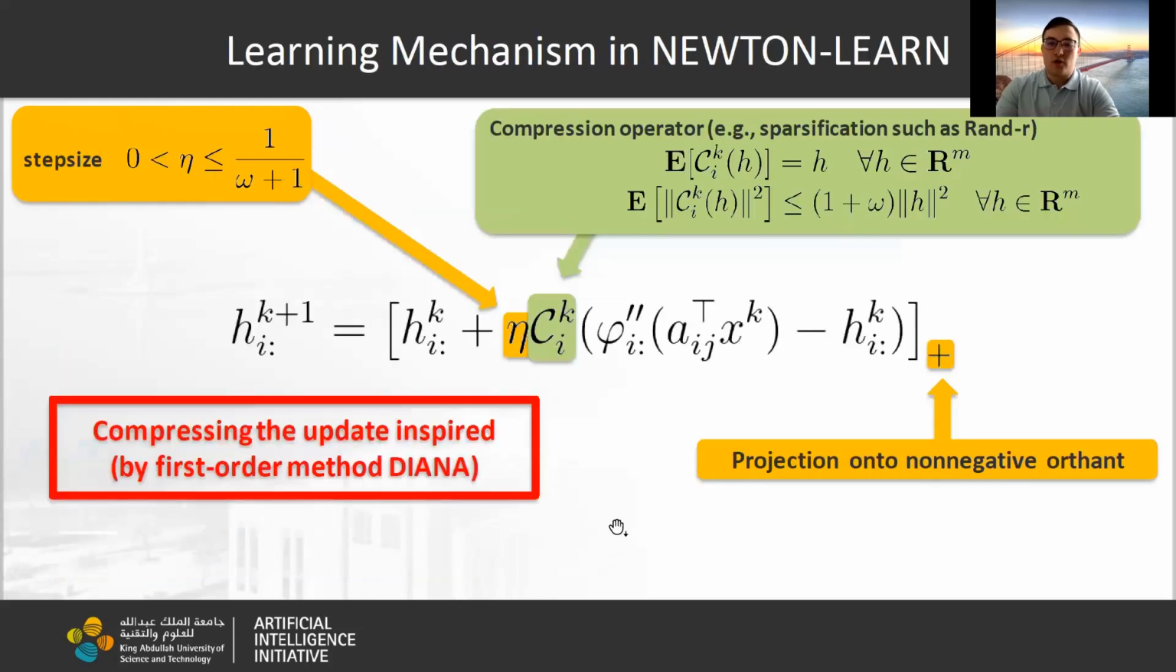The learning scheme for H^k is inspired by the DIANA method. We perform a DIANA-like step and then project onto the positive orthant. Here we use an unbiased compression operator. The simplest example of such a compression operator is random sparsification. As you can see, the learning step size eta depends only on the compression.